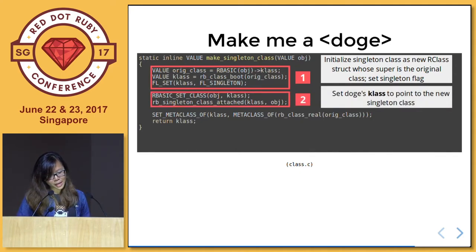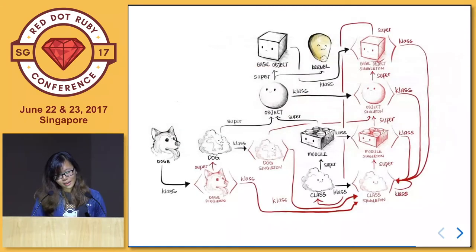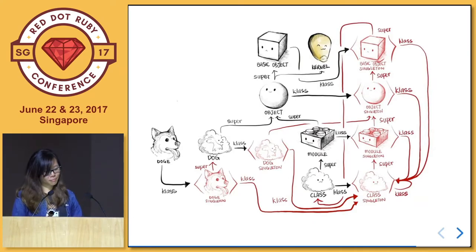And then we actually set the class pointer of Doge to point to this new singleton class. And finally, we set the class pointer of our new singleton class to point to the metaclass of Class. And so at the end of all this, you have something like that. It's pretty much where our creation myth left off.